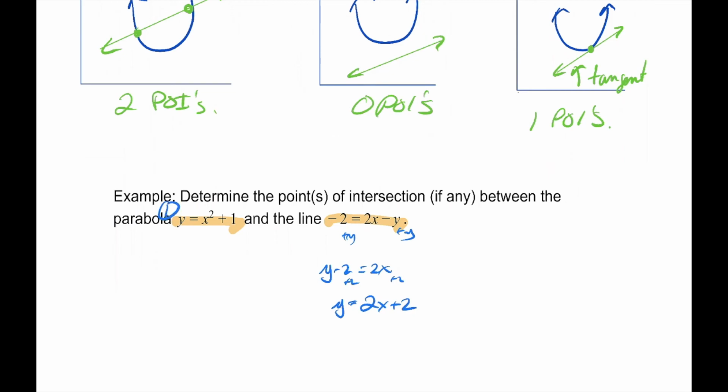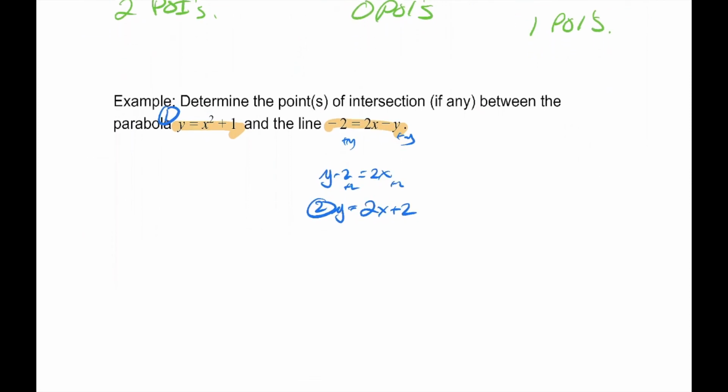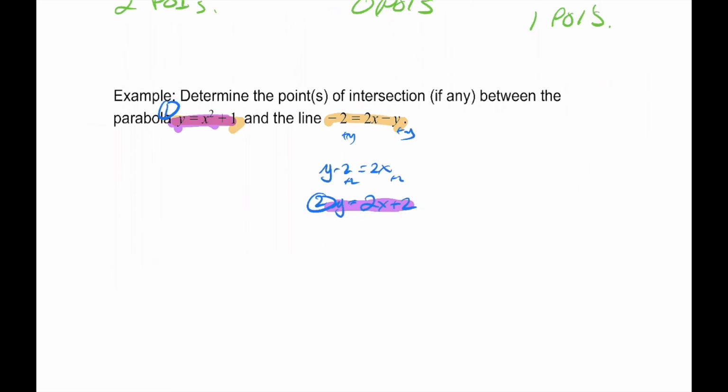So there's my first equation, might be the parabola. The second equation would be my straight line. So like we did with the two linear systems, really we're saying that y is equal to this, and now y is also equal to this. In other words, now we want a common y. In other words, we're going to state that they're the same, they're equal to one another. So this is the equation that we set up. So we get x squared plus 1 is equal to 2x plus 2.